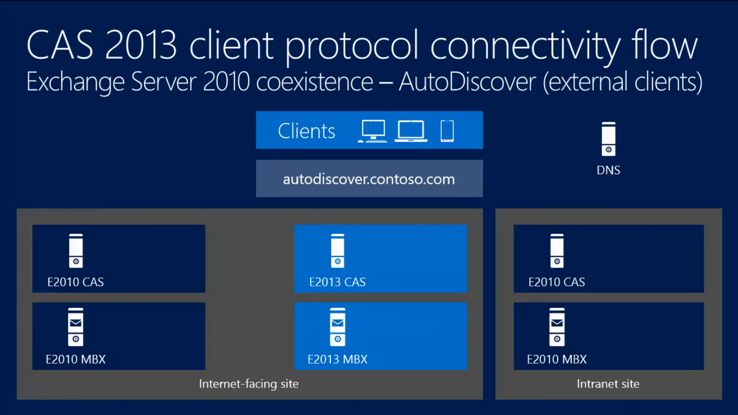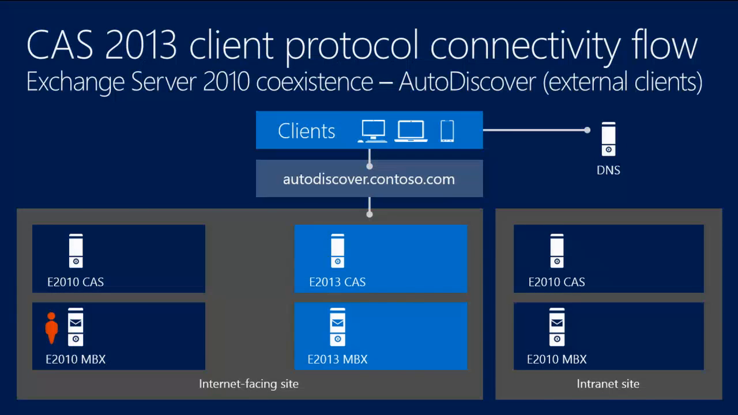So in the case of an Auto-Discover client coming in from the internet, the first thing that happens, as you know, is the client goes off to DNS, queries for autodiscover.contoso.com, makes a connection, and authenticates. The CAS, in this case, the 2013 CAS, because you're moving your Auto-Discover namespace to 2013 up front.